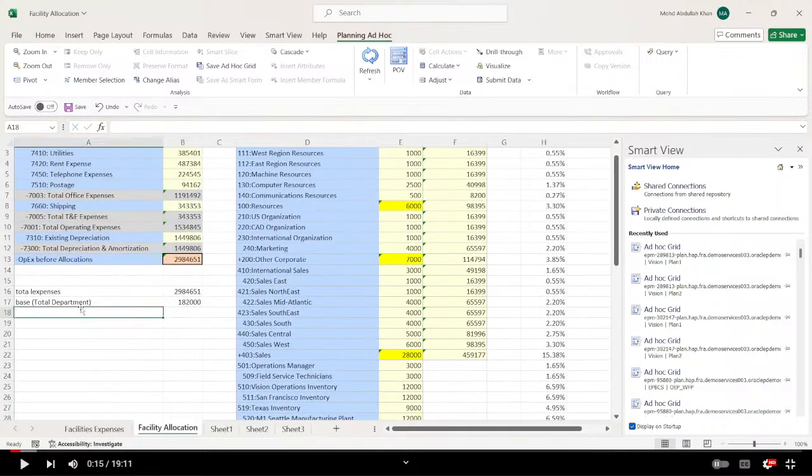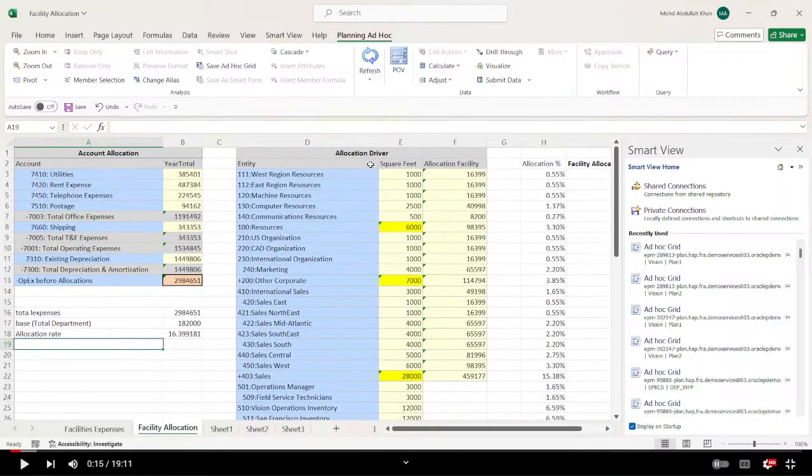Third, then calculate the allocation rate. Allocation rate would be total expenses divided by base, which is 16.3991%, right? And now we want to apply the allocation rate to each of the units, that is 16.3991% times 1 into 1,000, we'll get 16,399.